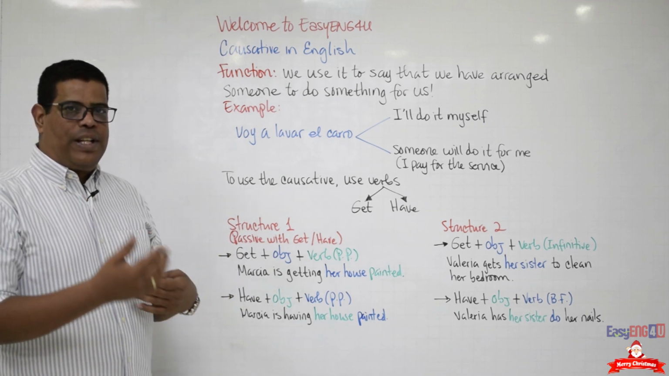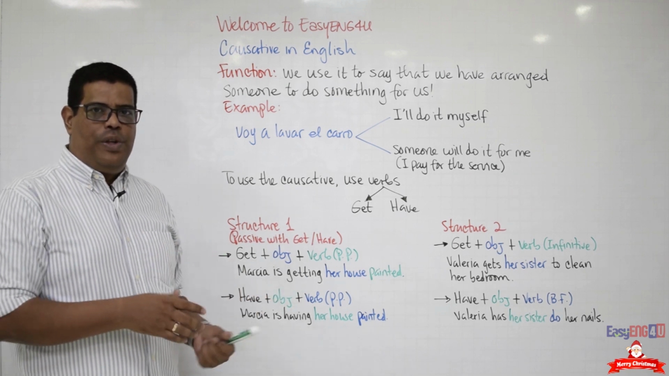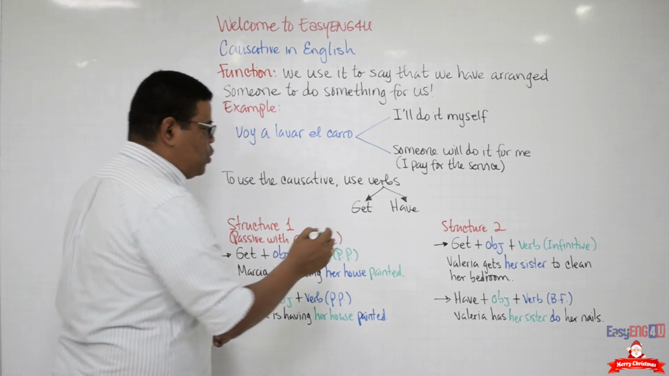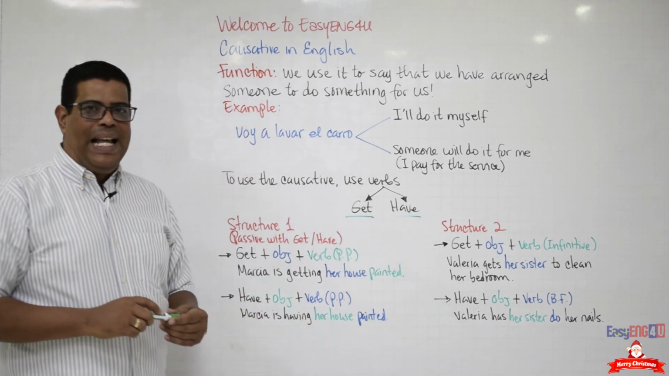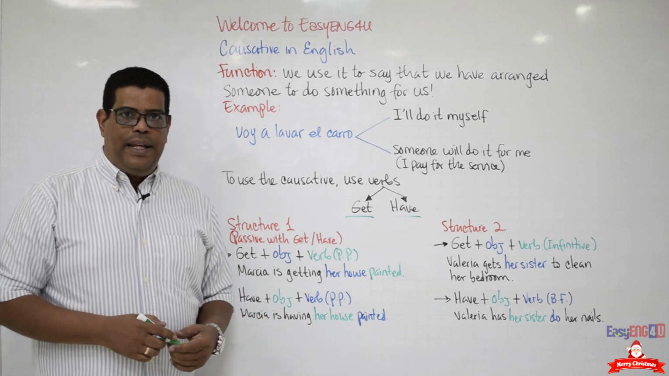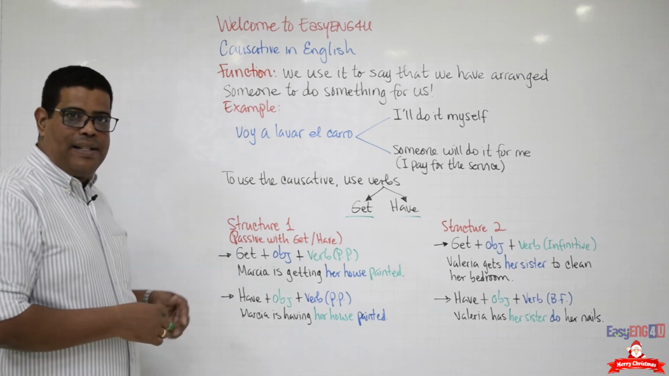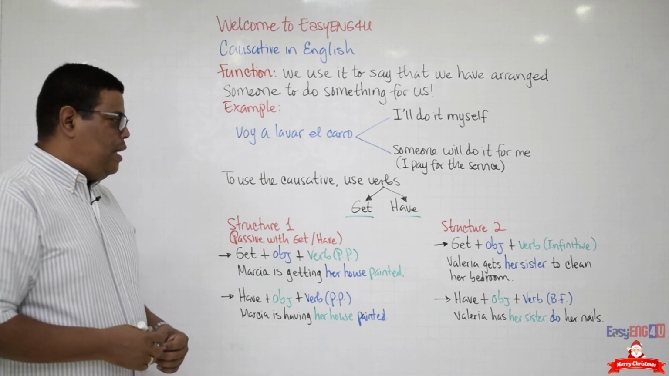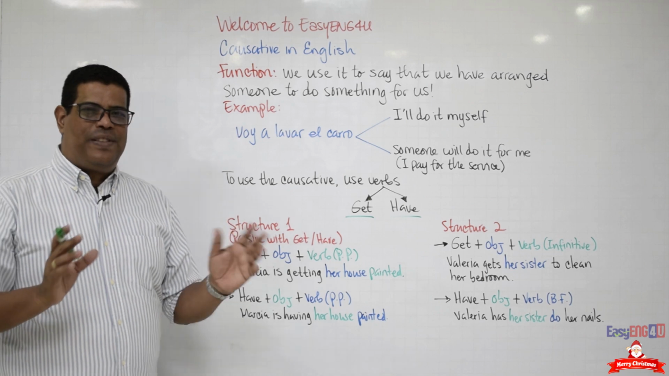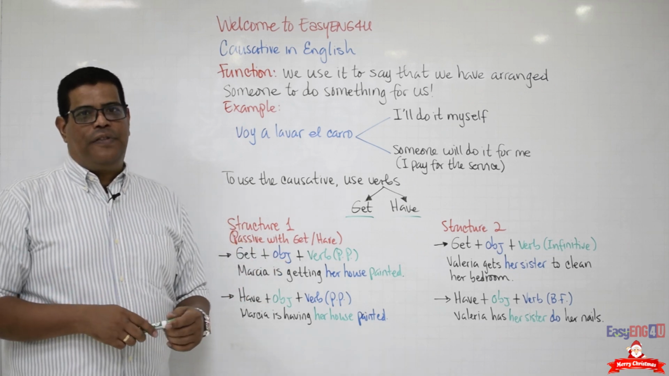How are we going to use the causative in English? There are two structures that I'm going to be reviewing with you in today's video. We're going to use two particular verbs: the verb get and the verb have to form the causative. In structure number one, we're going to see the causative in the passive voice. In the second structure, we're going to see a different causative, but both ideas represent more or less the same, so they're not too different, okay?